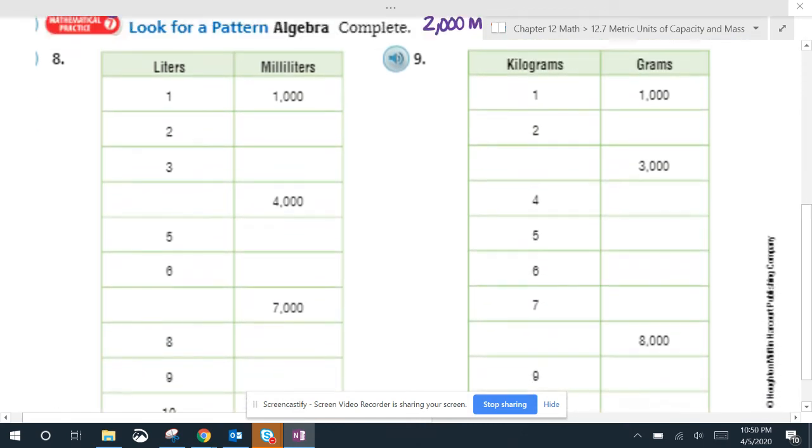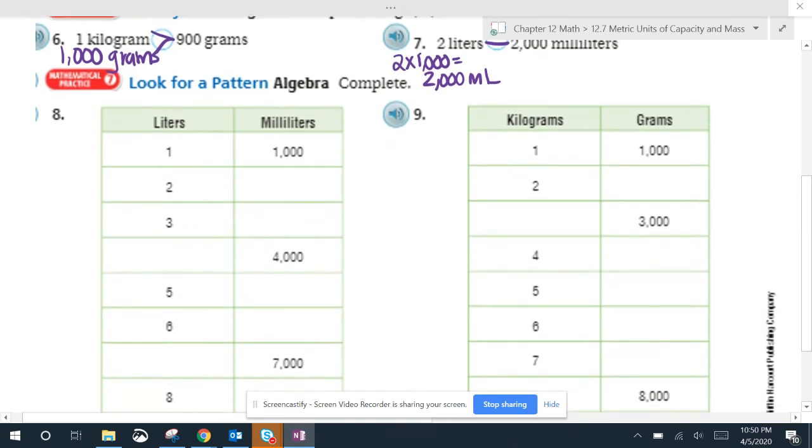Okay, let's do 8 and 9. Now these ones are looking for patterns. So we'll be looking for patterns here. We're going to go ahead and do the liters one together, and then you're going to do the kilogram one on your own. So I've got 1 liter equals 1,000 milliliters. So 2 liters must equal 2,000 milliliters. And 3 must equal 3,000 milliliters.